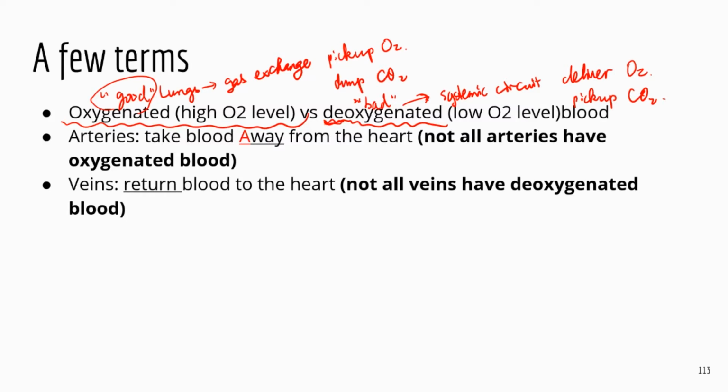All right. Now, the next set of terms, those are the arteries and veins. Arteries take blood away from the heart. So this may be something that you can remember. A in arteries, also A in away. So that's the blood going away from the heart. So that's the job for arteries. They take blood away from the heart. For the veins, they return blood to the heart. So they are going to move blood toward the heart. Okay, so that's what veins do.